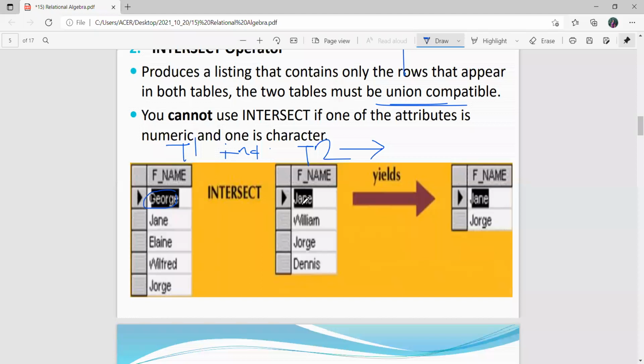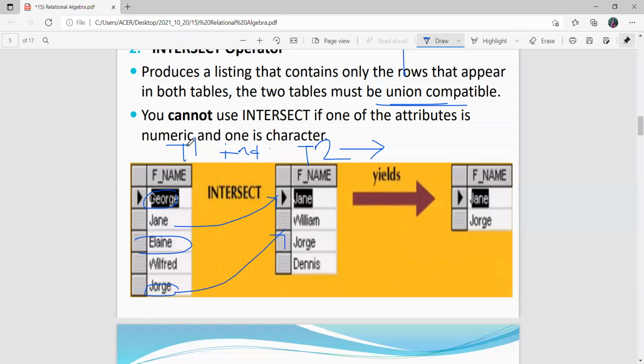George, this value is available in this table. No. When we consider Jane, yes, it is available in this one. Elliot, no. Wilfried, no. When we consider George, it is available in this table.